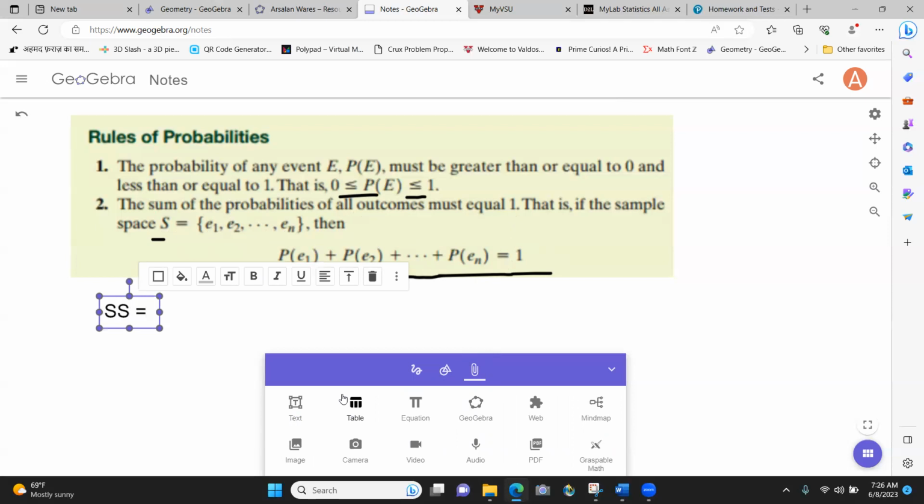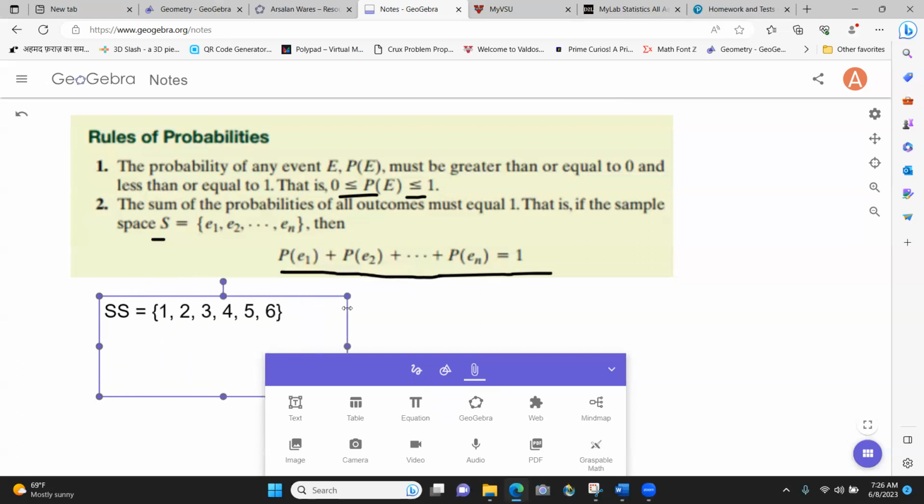I write S for sample space. They're using S. It really doesn't matter. It's all the same. Okay. So guys, let's make sure we understand this.